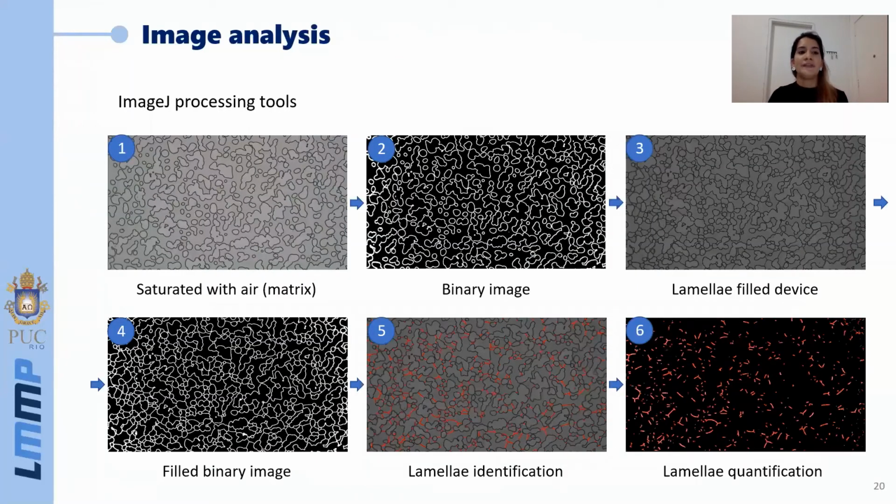To do that, we have to use an image processing tool. The first input is an image of the device saturated with air. We call this the matrix. We need to use the binary image, the black and white. The second input is the device filled with lamellae. We do the same thing and use the binary image. Then we subtract this image from this one, and we can identify the lamellae. After this identification, we can calculate their velocities and properties.